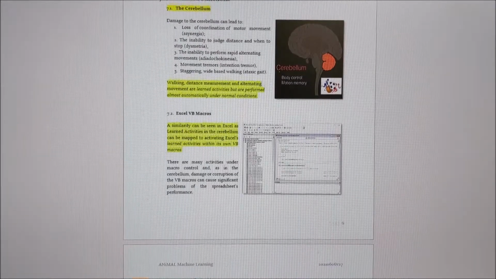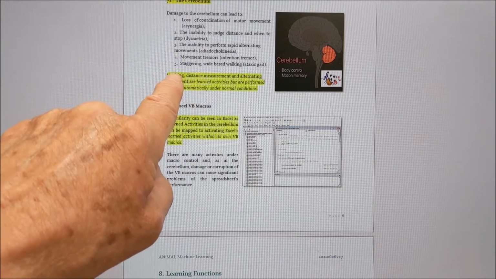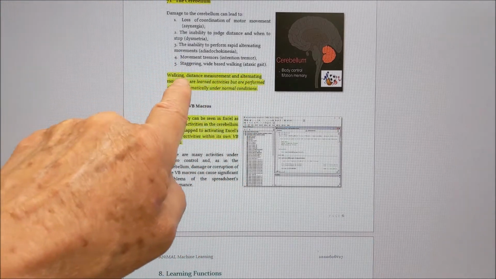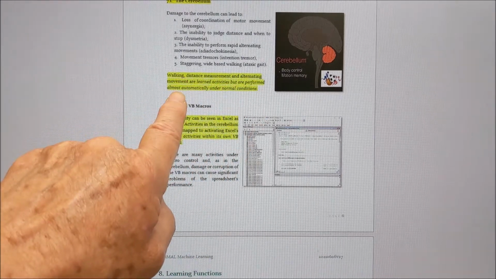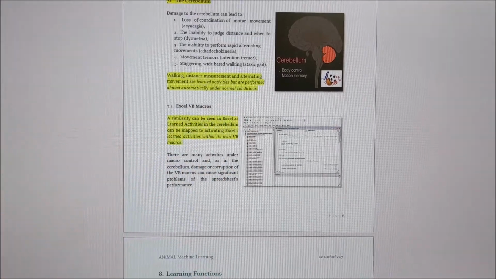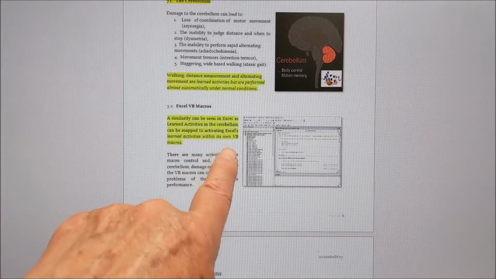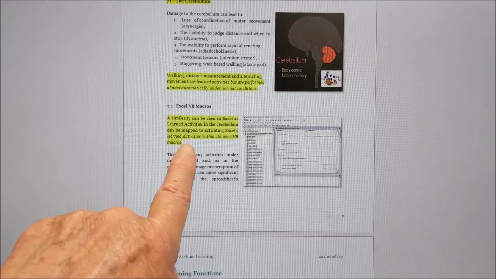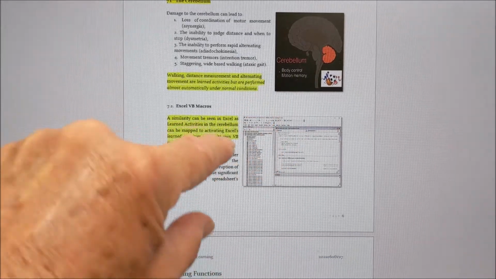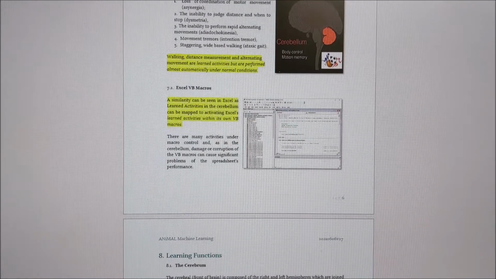Now, the cerebellum is good at walking, distance measurements, alternative movements, and these are learned activities but are performed almost automatically under normal conditions. And you think, well, how does a spreadsheet do that? Well, the obvious way is activities in its own VB macros. It has macros in it, and so that's what we said. That's the cerebellum.